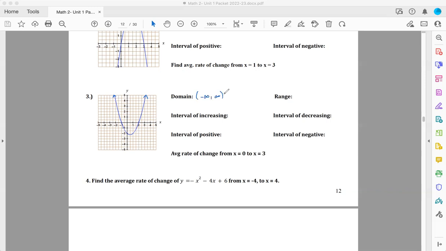Now for the range, the range is the y values. So think about going from the lowest point all the way up to the highest point, if any. For the lowest point, we're going here. It's a little bit below -2.